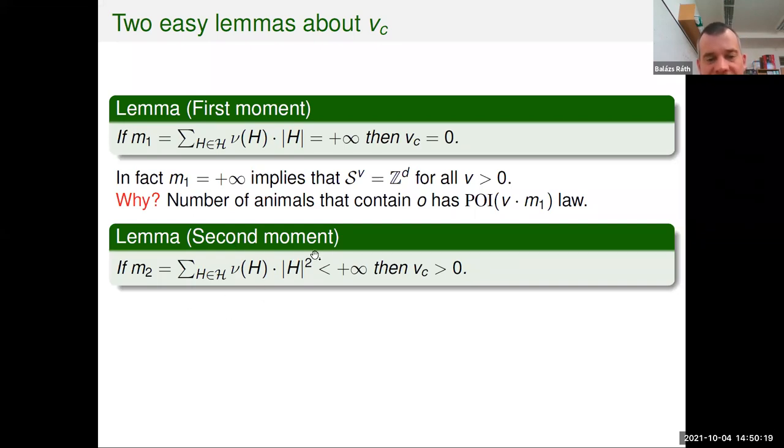So if this second moment is finite, then you do have a percolation phase transition. So the critical threshold is positive. In other words, if the intensity V is small enough, then the trace of the worms only contains finite connected components. And in fact, we can give an explicit lower bound on this parameter, which involves the second moment.